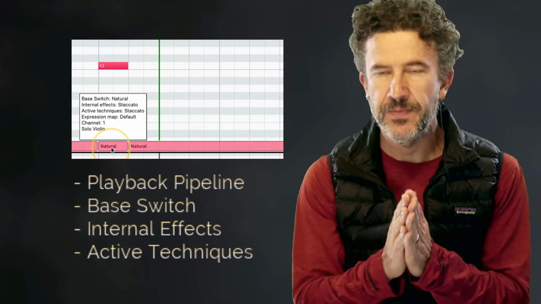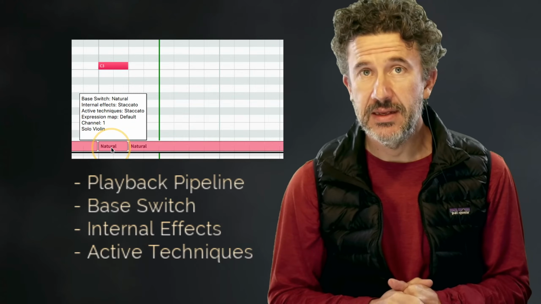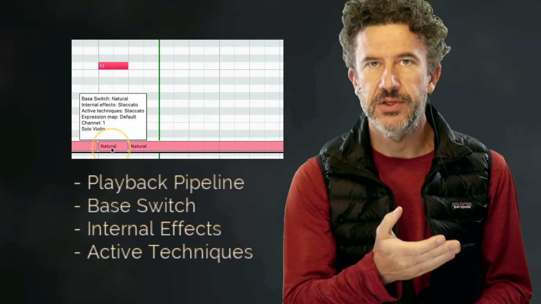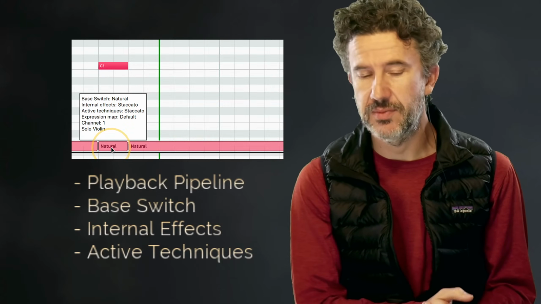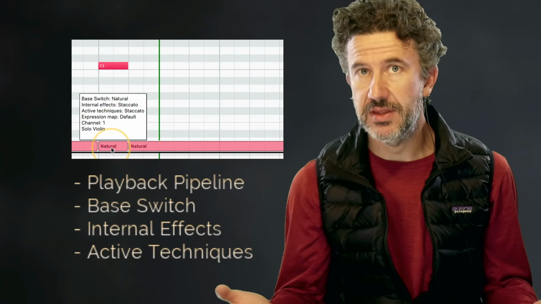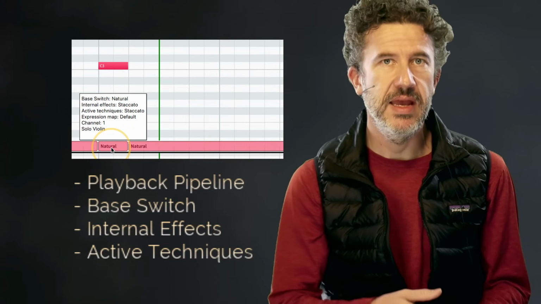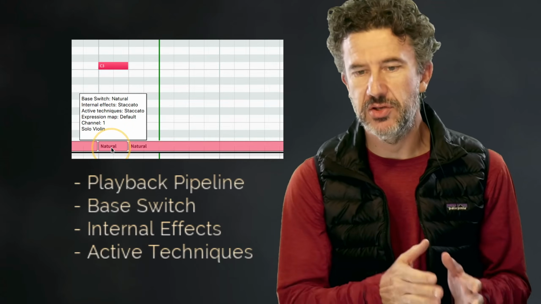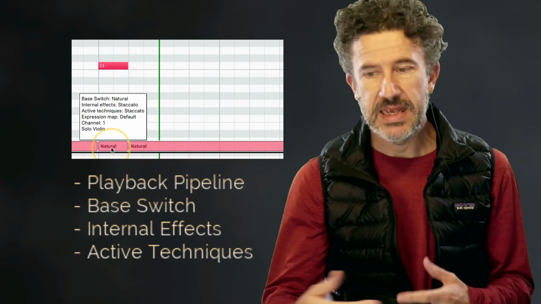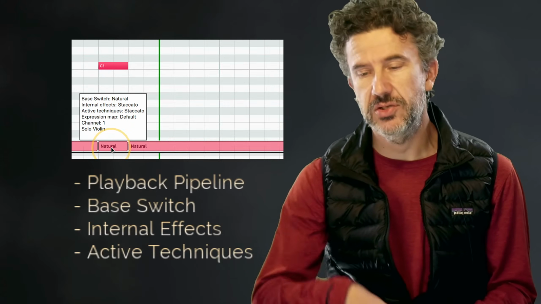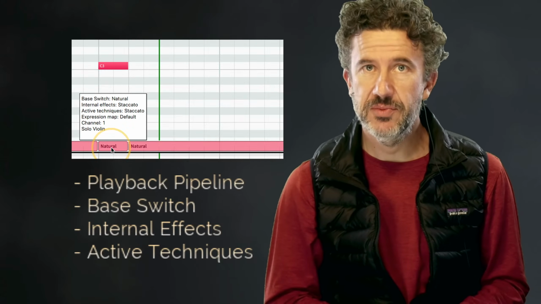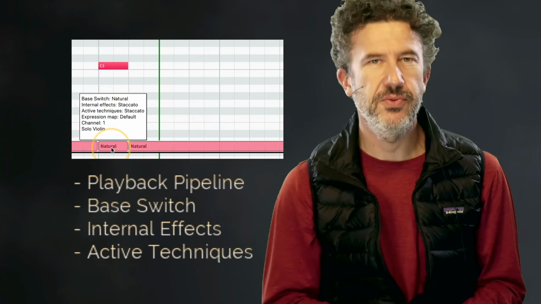So base switch. The base switch essentially is what has been resolved. What has Dorico resolved to play in your expression map? Here, that's showing up as natural because it's the only thing in our expression map, and it's going to be the most common fallback that Dorico will always fall back to if it can't find something else, right? So as long as you have a natural actually configured in your expression map, then you'll pretty much always get sound.